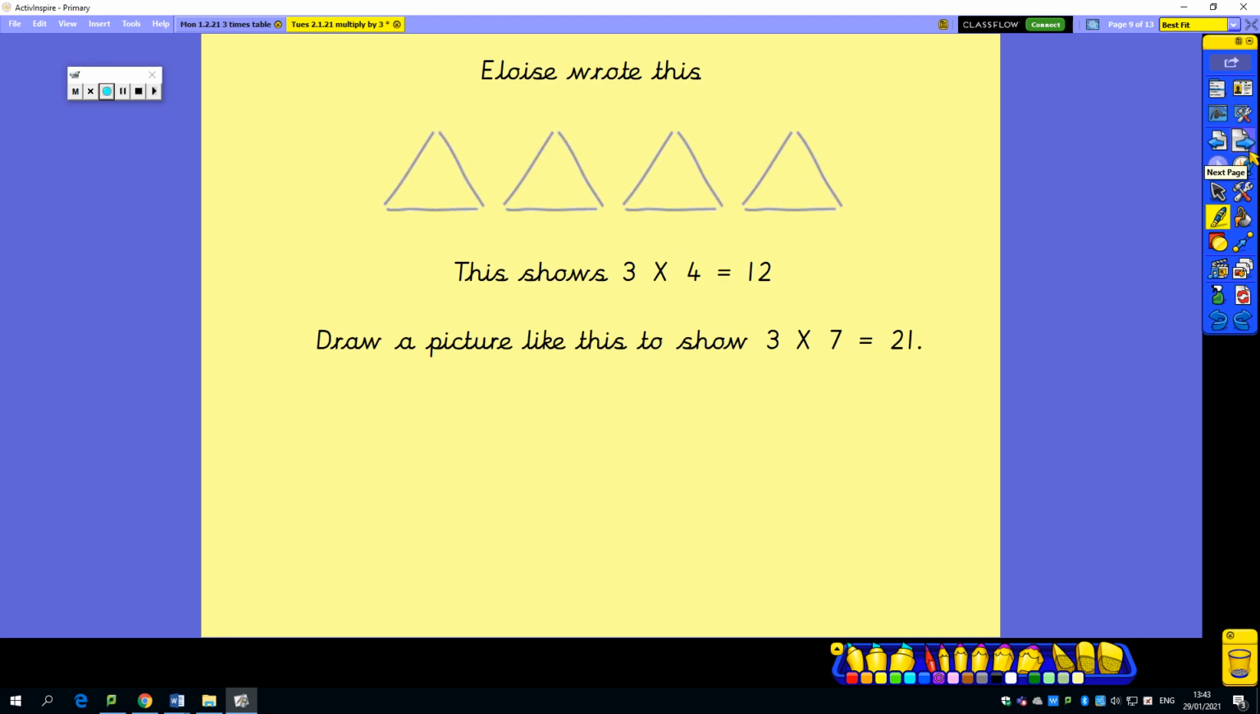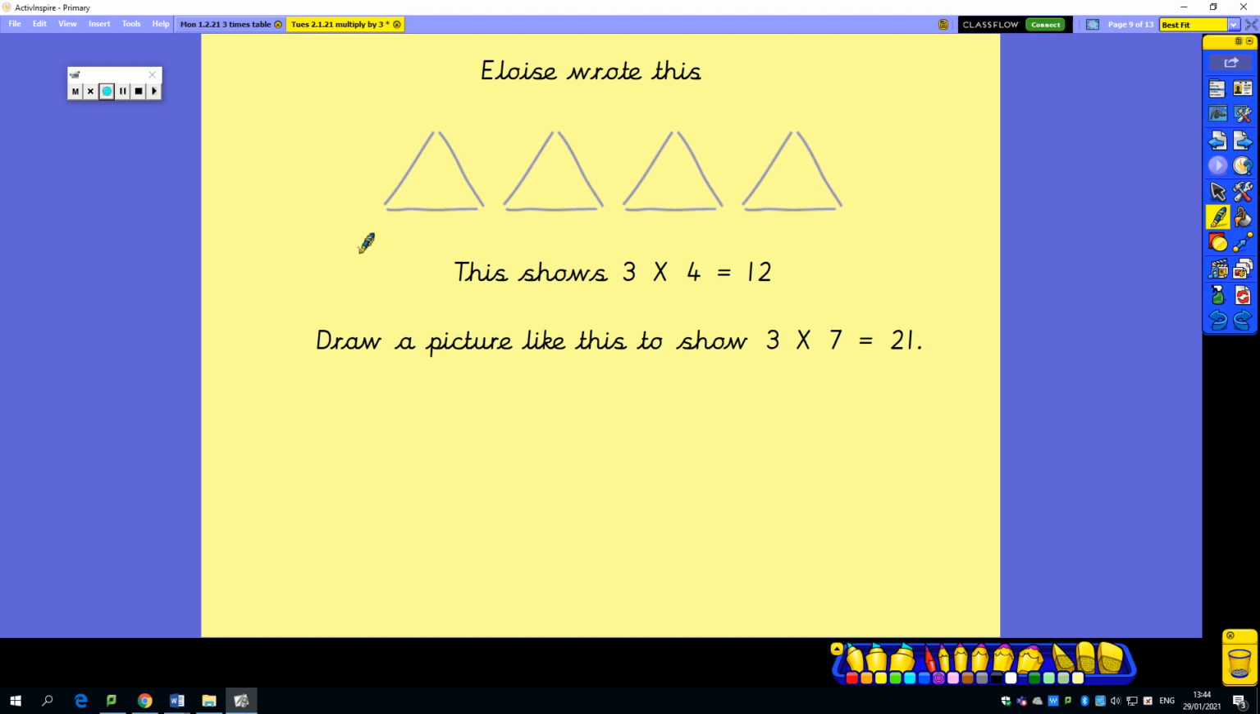Okay, so moving on now. Eloise wrote this. So she's drawn some triangles. You can see she's drawn 1, 2, 3, 4 triangles. And we know that triangles have got 3 sides. So she says this shows 3 times 4 equals 12, because she's got 3 sides 4 times. 3, 6, 9, 12.